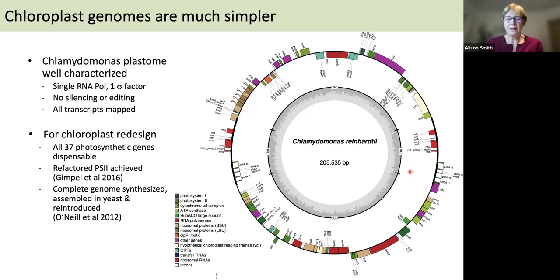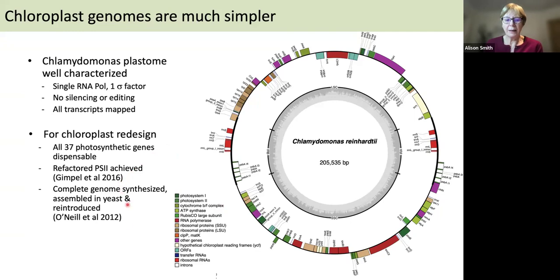Further advantages of this system for the chloroplast redesign is that the photosynthetic genes, which are the ones shown in green, are principally for photosystem complexes, photosystem 1 and 2, the cytochrome complex, and the ATP synthase. These are all dispensable. They have already, in previous studies, been knocked out individually, and the cell is functional because you can give it a carbon source. It doesn't require photosynthesis to grow. It actually grows on acetate.